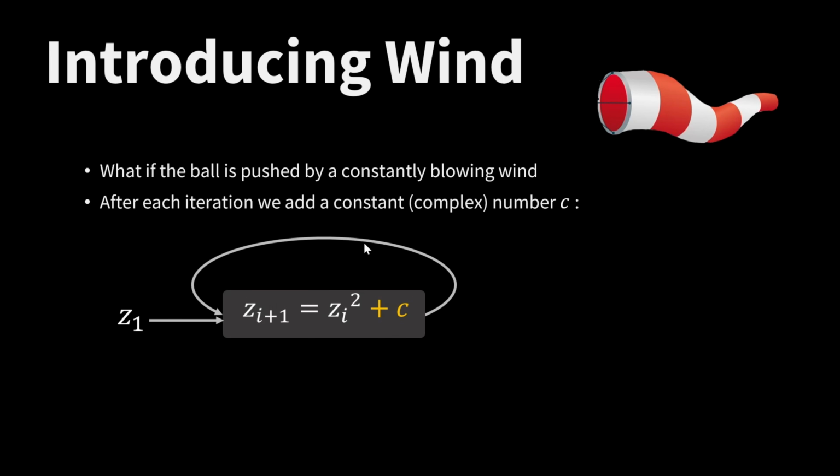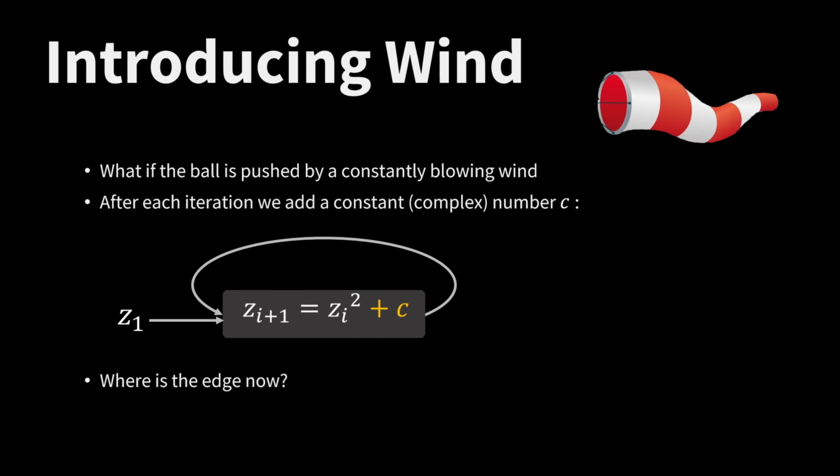Now we introduce some wind. What if the ball is pushed by a constantly blowing wind? For this, we modify our game a little bit. After each iteration, we add a constant complex number c. So this is our new game. We start with a complex number, then we square it, and each time we square it, we also add a constant c, which is also a complex number.